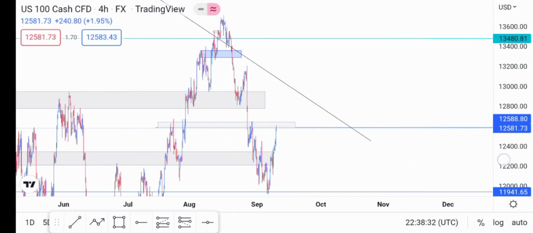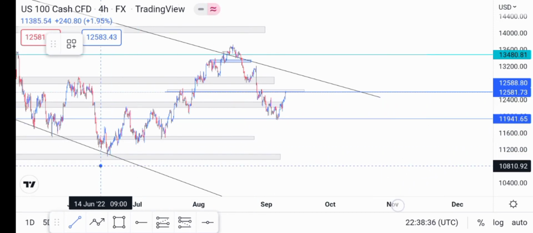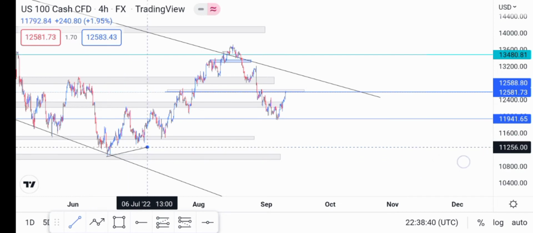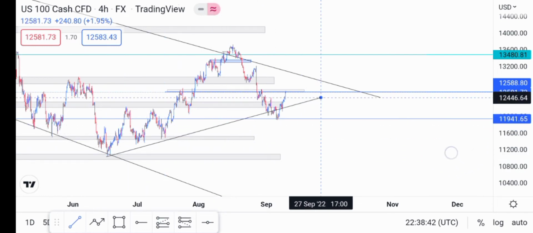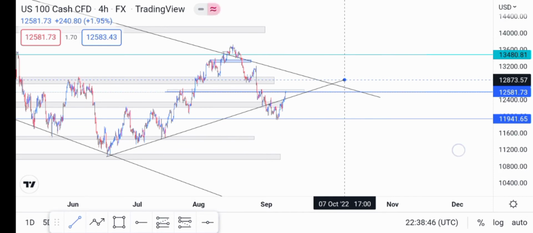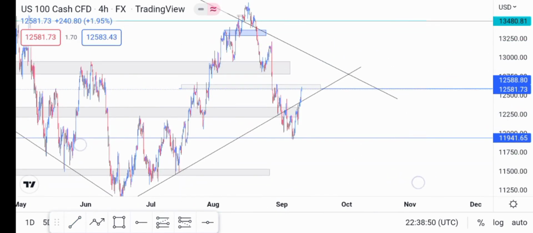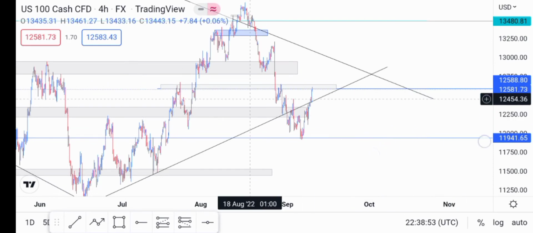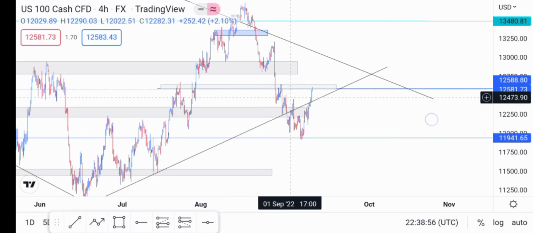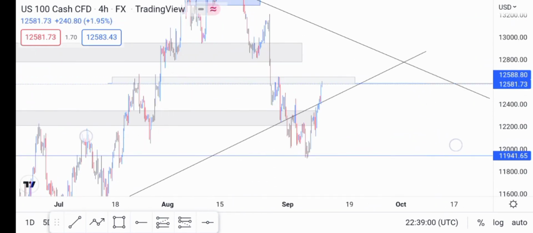Let me zoom out a little bit. If I start my trend line from this point right over here, can I say the market is now respecting this trend line right over here that has been created right over here, but over here it failed. Same applies to this area here. So this is what we have on the 4-hour time frame.